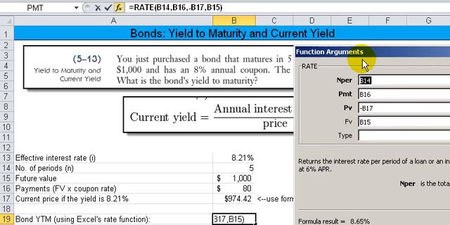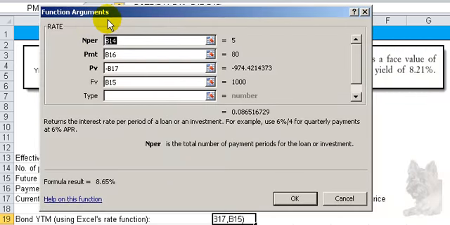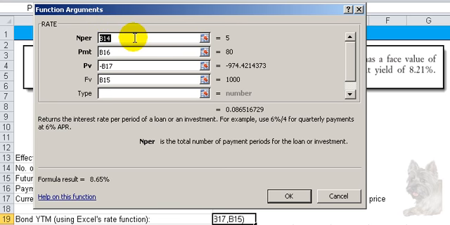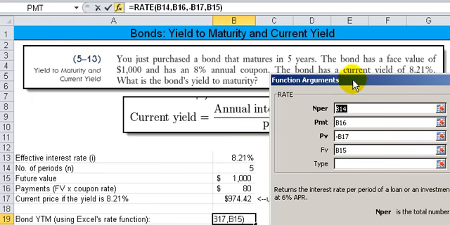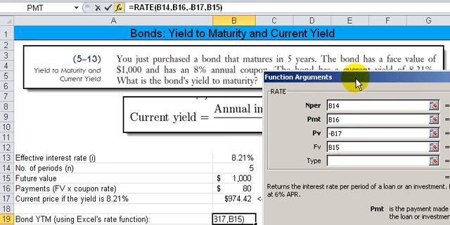All right, so the number of periods is 5. That's given in cell B14. Maybe I'll move it over here. Okay, so there's the 5. The payments is cell B16, $80. Now the present value, I'm entering that as a negative.